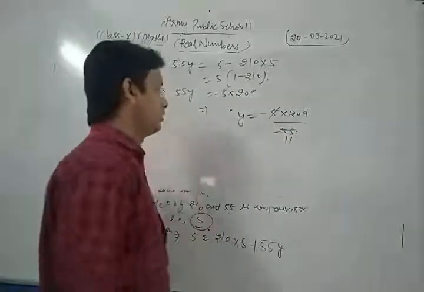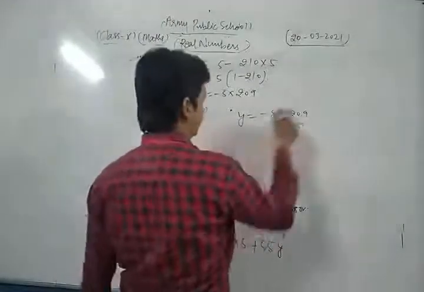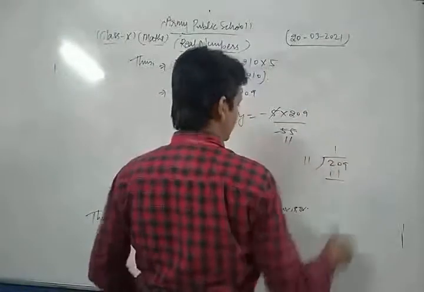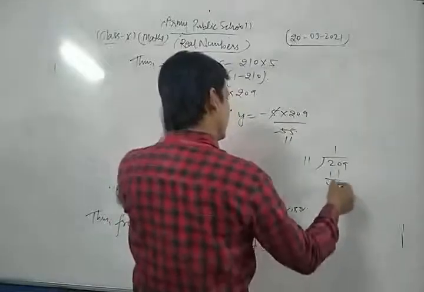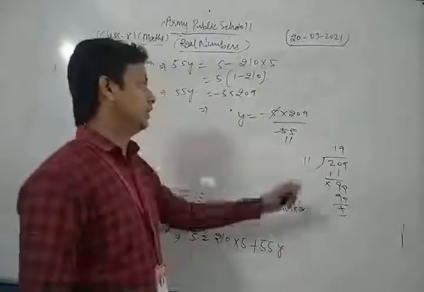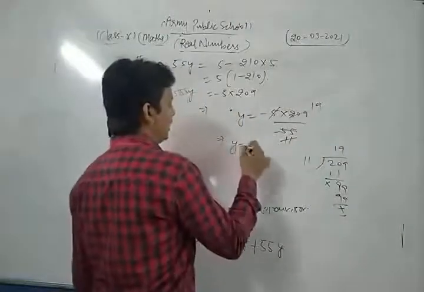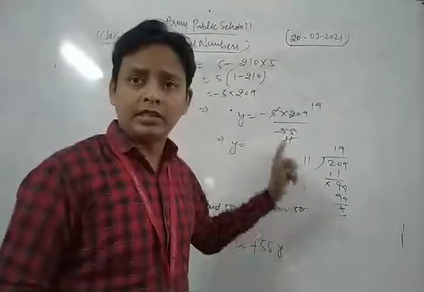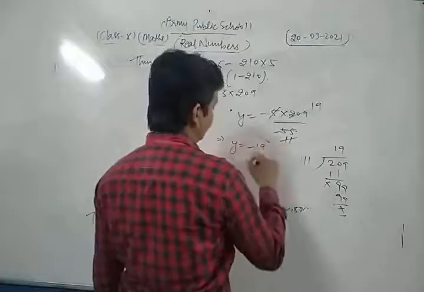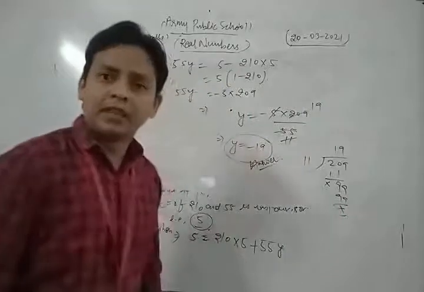5 ones are 5, 5 ones are 5, that leaves 209 upon 11. Now if you divide this number, 11 times 19 is 209. Thus it is divisible, giving 19. So the value of y is minus 19. This is the required solution of the given question.